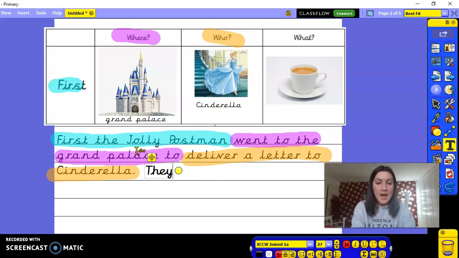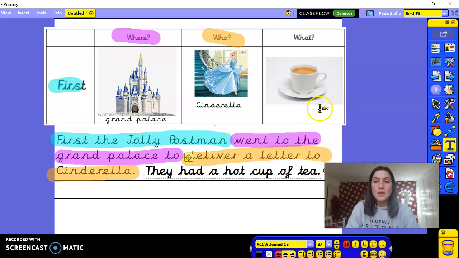Capital. They had a hot cup of tea. End of my sentence. What do I need? Full stop. Well done. So this part is this part of my plan.